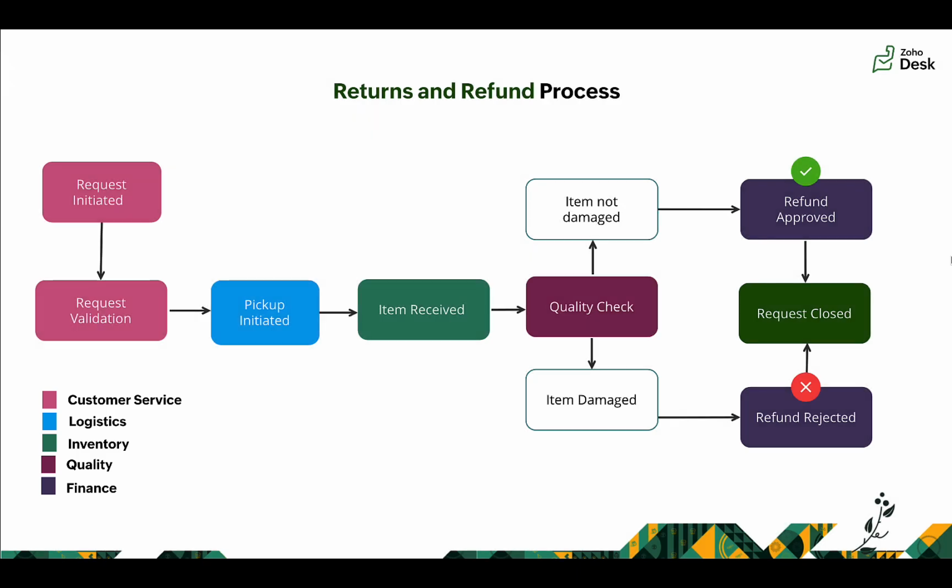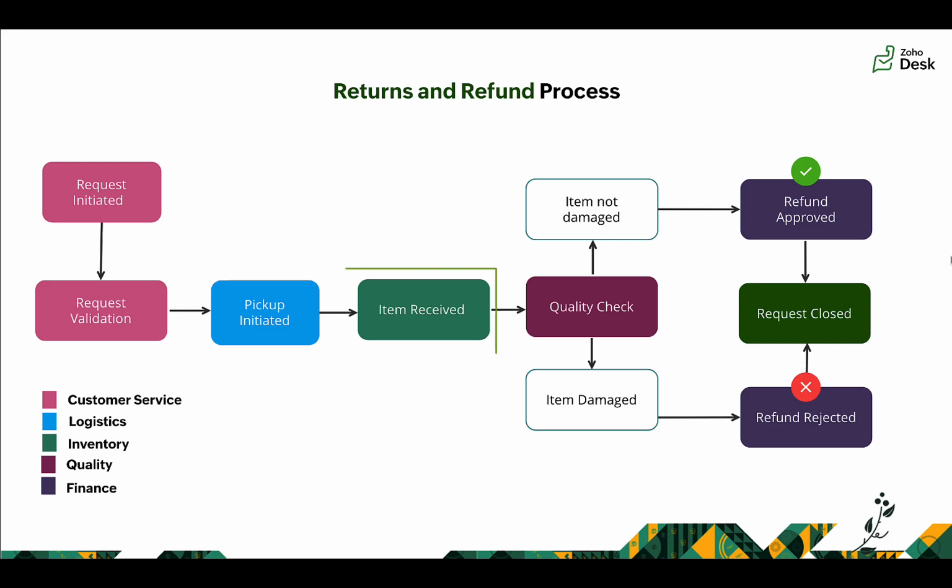So the process begins when a customer submits a return request. This could be due to a defect, dissatisfaction, or receiving the wrong item. Then the customer service team reviews the return request to ensure it meets the company's return policies. For example, they will check if the return request is within the allowed return window or if the product is eligible for return. Once validated, the logistics team steps in to schedule a pickup from the customer's location. After the item is picked up, it is transported back to the warehouse.